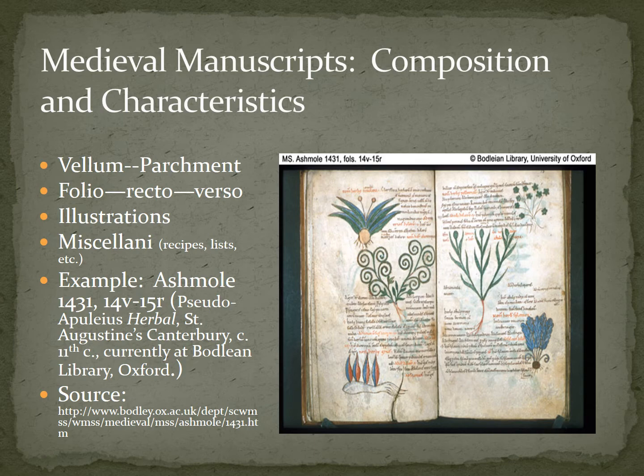Some manuscripts were pre-made and then left intentionally blank, and later served basically as notebooks, where lists and other key information could be recorded. These are called miscellanies.